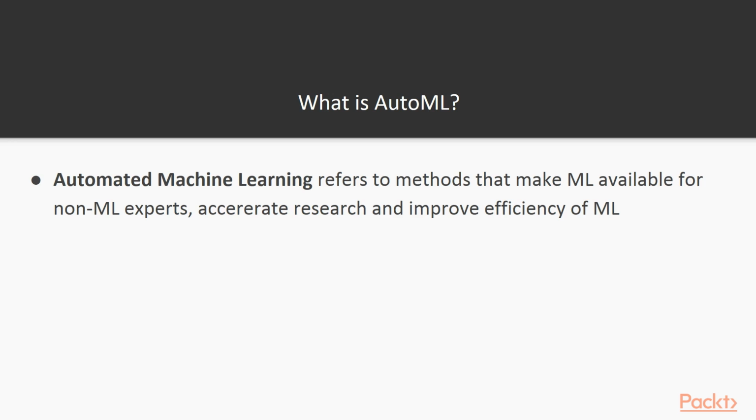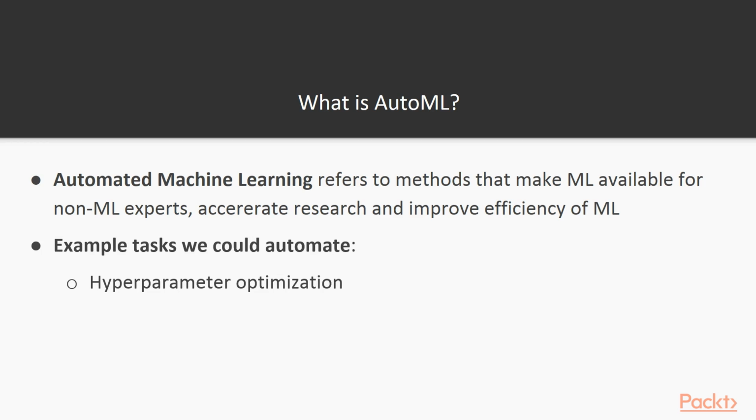The goal of AutoML is to make machine learning available for everybody, even those that don't have a background in machine learning. Since this is still a bit vague, consider the two examples that we'll be covering today, which are typically what people think of when they say AutoML.